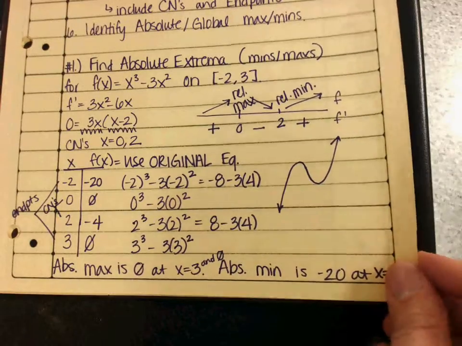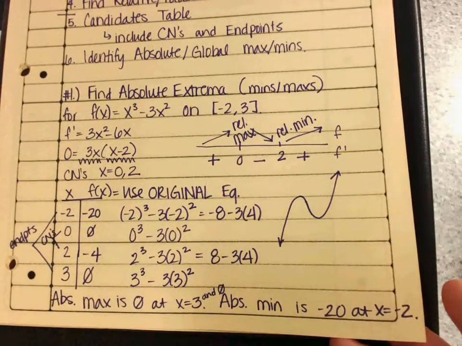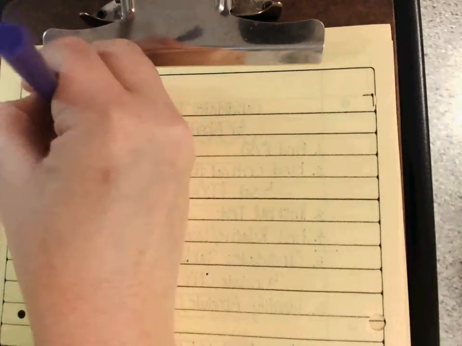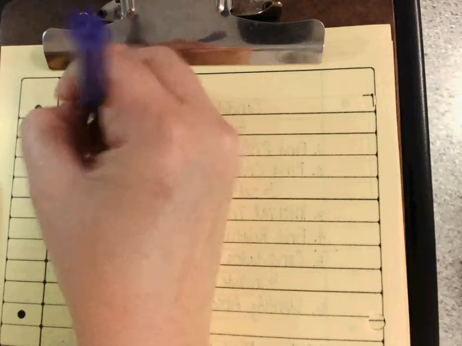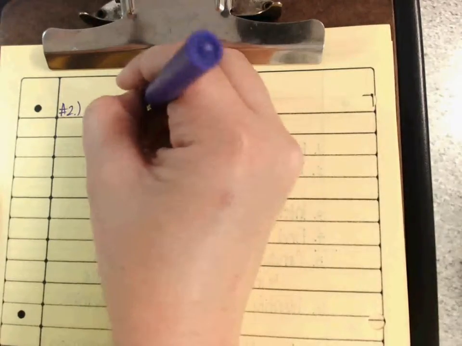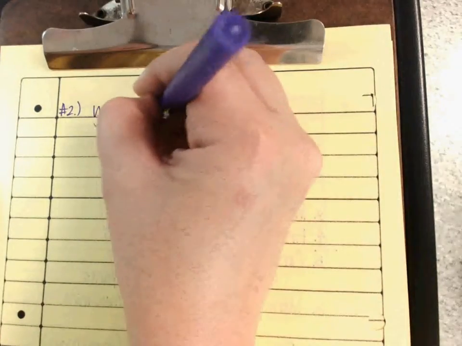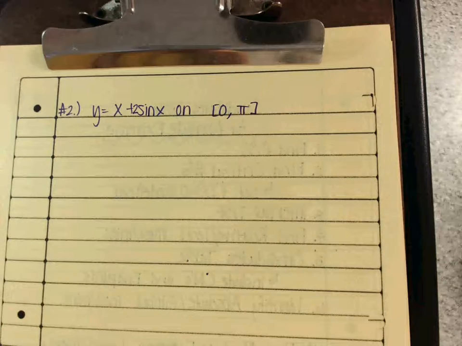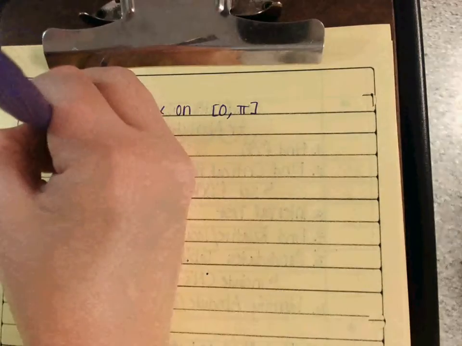Next one is going to be x plus 2 sine x. X plus 2 sine x. And it's going to be on the interval from 0 to pi. Okay, step 1, take the derivative. What is y prime?